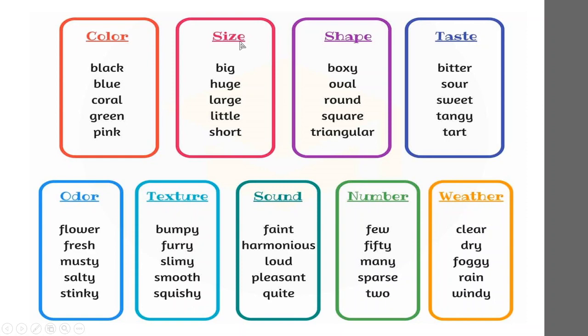We can go also to size. It can be big, huge, large, little, short, tiny, small, something like that. In shape, we have boxy, oval, round, square, triangular. So any shape may do. Taste, we have bitter, sour, sweet, tangy, tart. For odor, we have flowery, fresh, musty, salty, stinky, and so on and so forth. You can pause this video and read on your own. There are a lot of adjectives on the internet that you can find. You can copy some of these from this image right now.